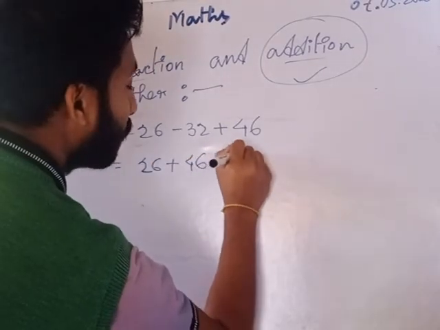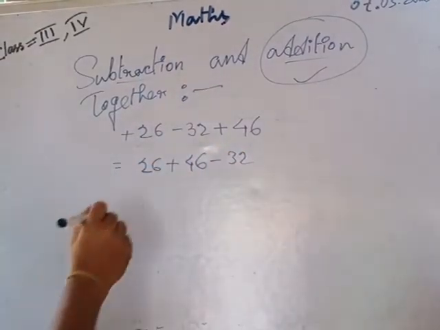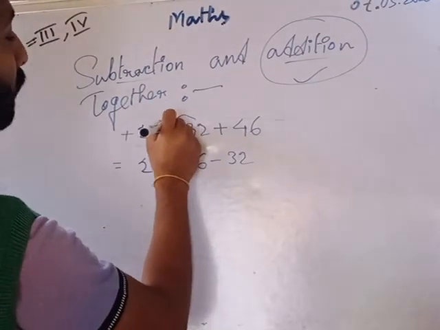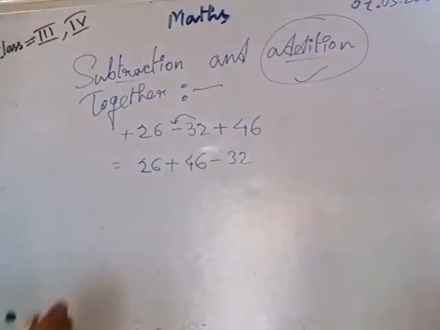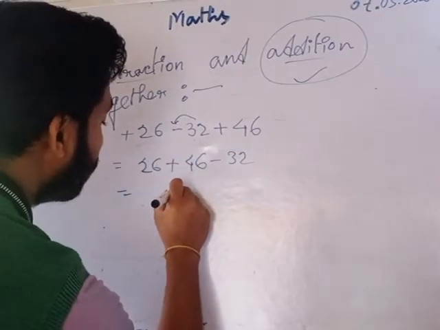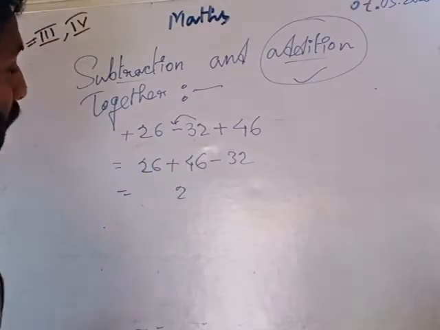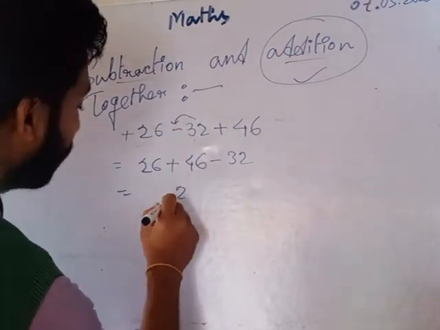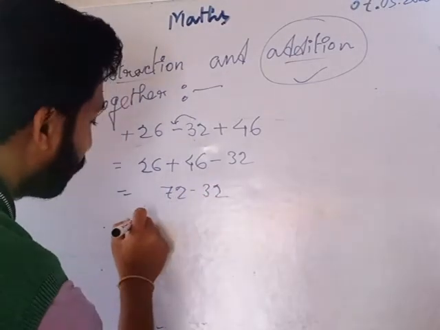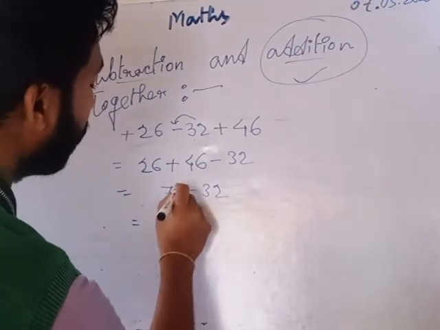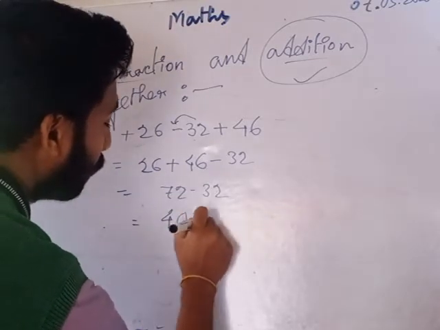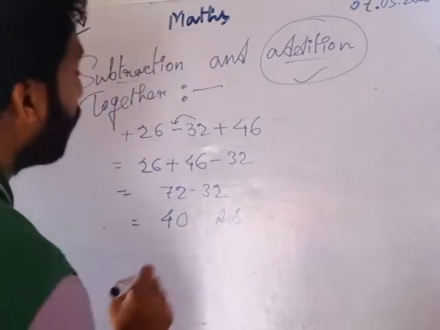After that you should subtract, because the previous sign of 32 is minus, that's why you should subtract the number. 6 plus 6, that is 12. 4 plus 2, that is 6. 6 plus carry 1, that is 7. 72 minus 32. So we should subtract the number. 2 minus 2, that is 0. 7 minus 3, that is 4. So 40 is the answer.